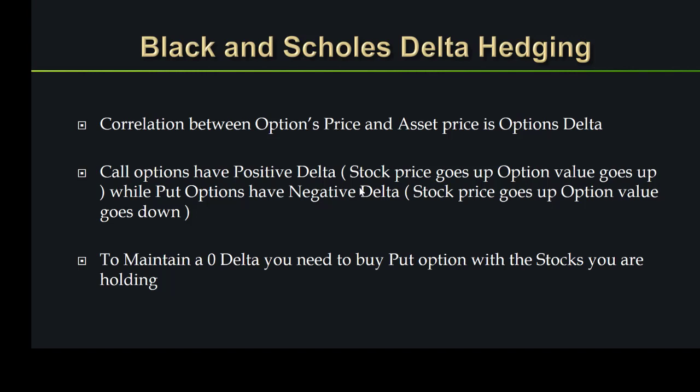Now, with respect to delta hedging, the option price and the asset price have a correlation. So for example, if the asset price goes up, the value of a call option, as you all know, will go up, because if you bought a call option with a strike price of $100, and the stock price goes up to $120, you have the ability to buy the same stock at $100 and then sell it at $120, thereby reaping the profit.